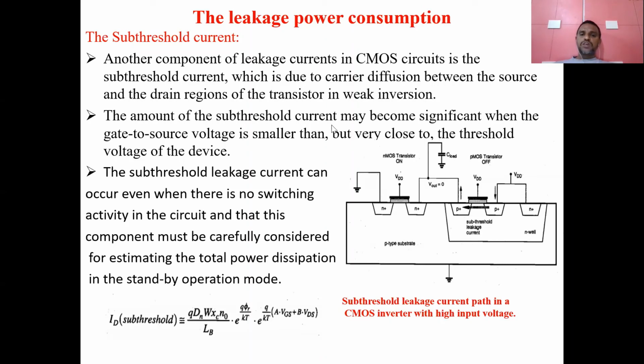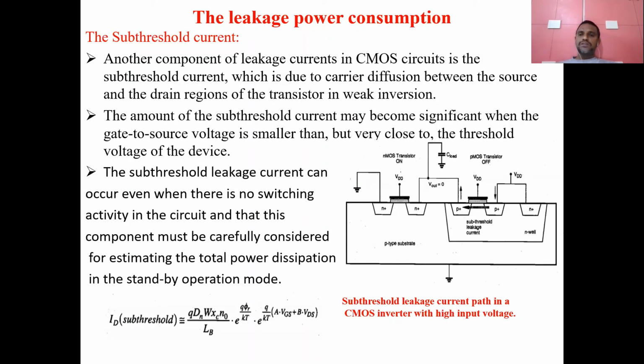Okay, the amount of subthreshold current may become significant when the gate to source voltage is smaller than, but very close to, the threshold voltage of the device. That's what I have explained. The subthreshold leakage current can occur even when there is no switching activity in the circuit, and that component must be carefully considered for estimating the total power dissipation in the standby operation mode. Standby operation mode means when no switching operations are taking place.